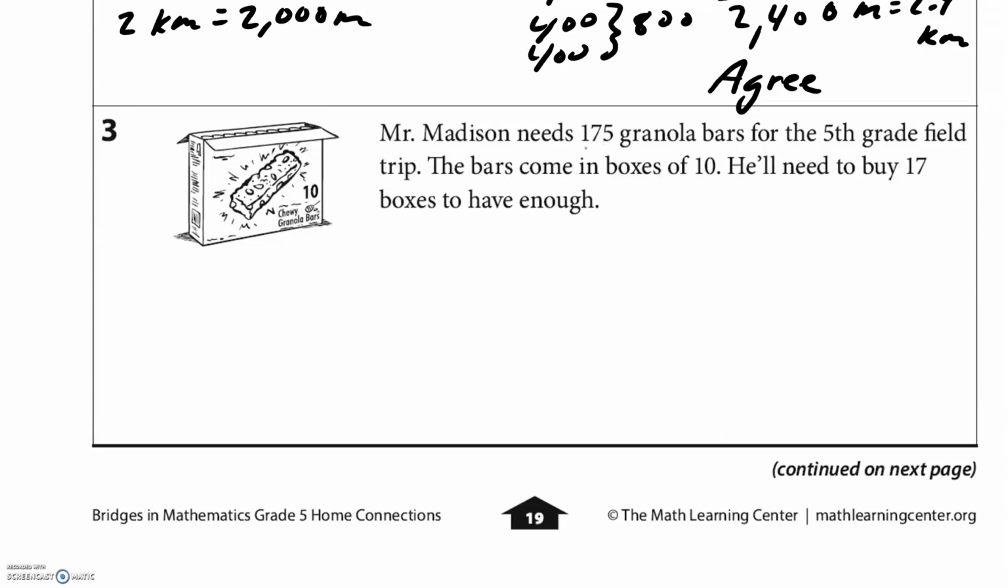There's a couple things. We need 175 granola bars. He'll need to buy 17. That's what he's thinking to have enough. They come in boxes of 10. So let's do this math.